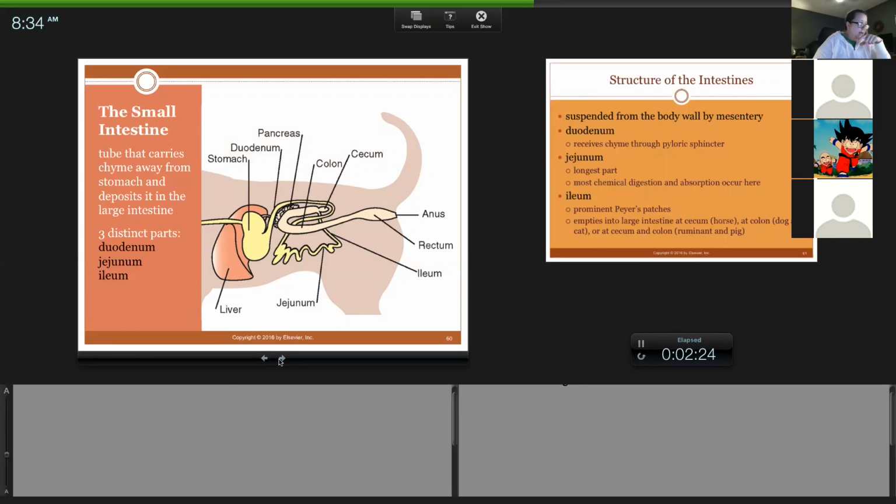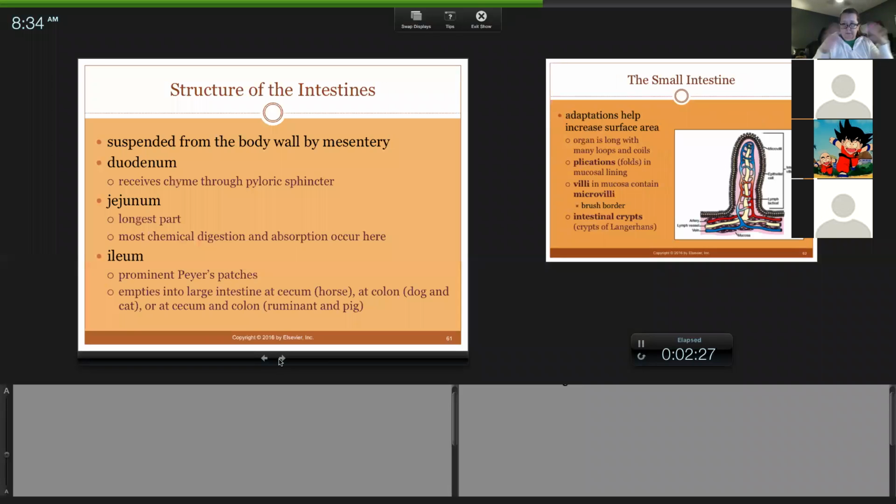Now, they are suspended from a mesentery. And the mesentery, remember, is the blood supply. If you pick up the intestine, it kind of looks like, now that's not the omentum. The omentum is that netting that covers the intestines and the abdomen. The mesentery is the attachment, the blood supply to all the intestines.